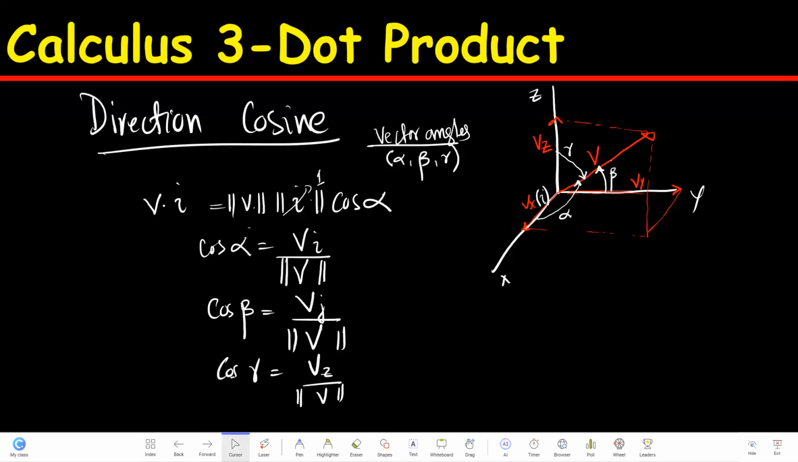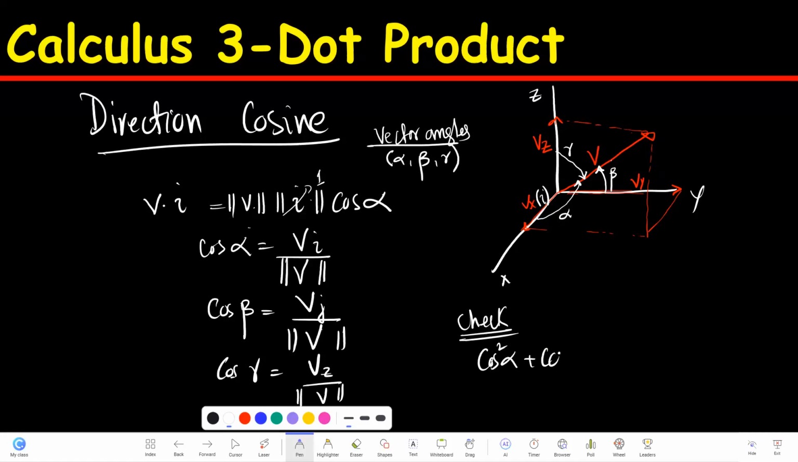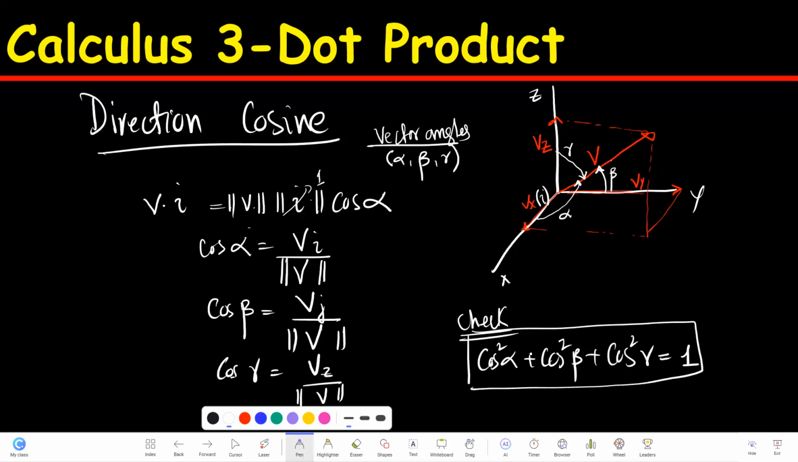All right, let's do a real quick example. But before we do the example, the beauty of these direction cosines, in order to check your answer, is that there is a rule that applies: cosine squared alpha plus cosine squared beta plus cosine squared gamma should all equal 1. So if you find those angles, you can check if your angles are good or bad, or if you have a mistake, you have to redefine them.